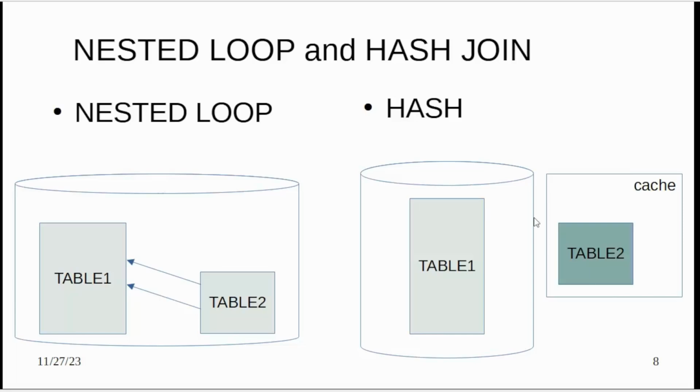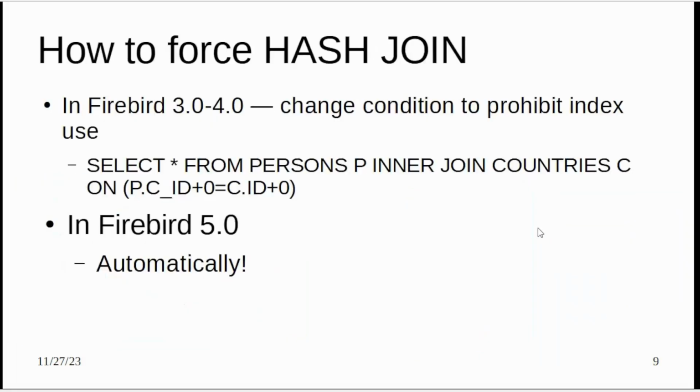Okay, but how to make the optimizer use hash join? In Firebird 3 and 4, it is necessary to use a non-indexing condition to force the optimizer to use hash join. For example, we should add +0 to turn field comparison into comparison of expressions.